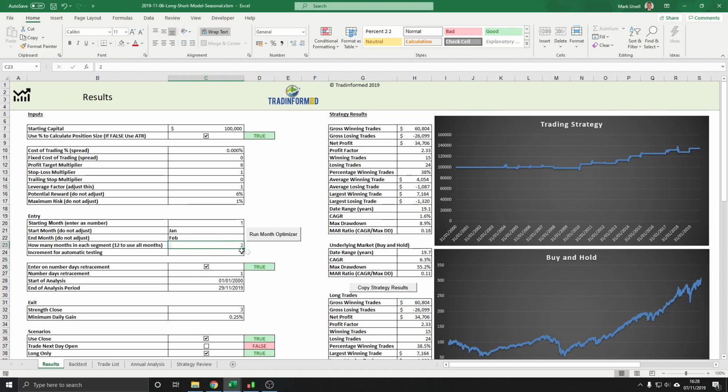If I want to include 3 months, and I want to go from January to March, we can see how that entire quarter has performed. So we can aggregate months together. So we can do a 1 month, 2 months or 6 months analysis and look at different times of the year, making it highly useful for seasonal analysis.